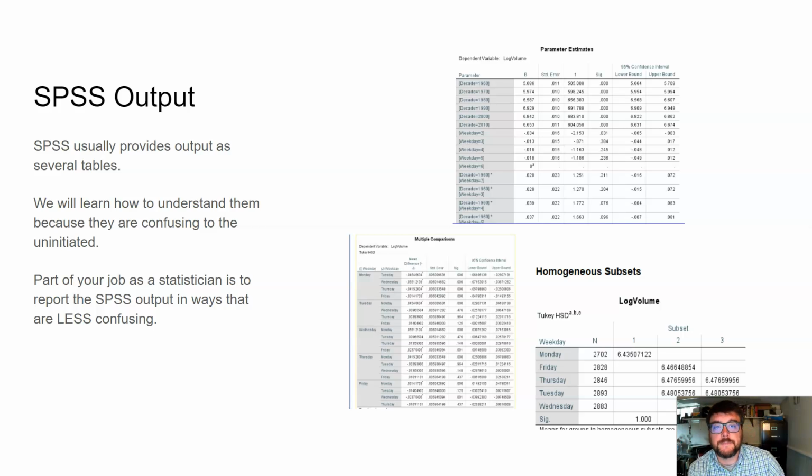So for example, over here in this table, you'll find out that B is the actual estimate. So this is some average for the 1960s here. And weekday 2 is Monday, so this would be the average for Mondays. So we'll be able to pull those things apart, and then your job is going to be to take those outputs and turn them into text or simpler tables that your consumer, who's not an SPSS expert, will be able to understand.